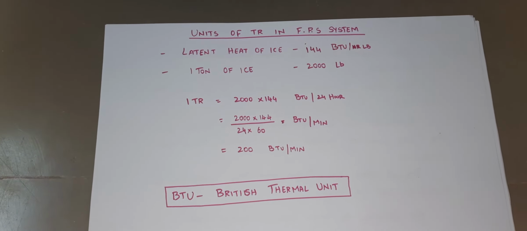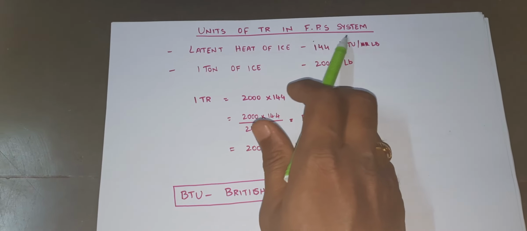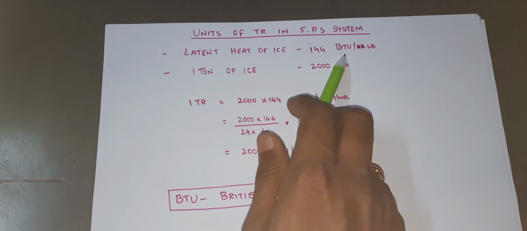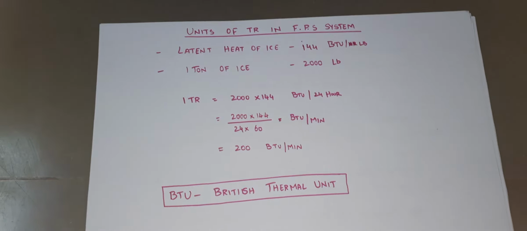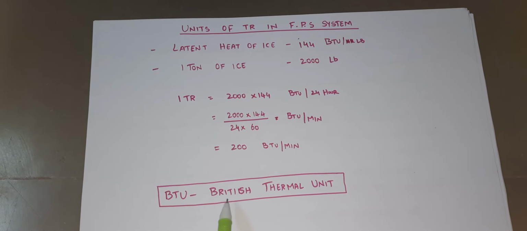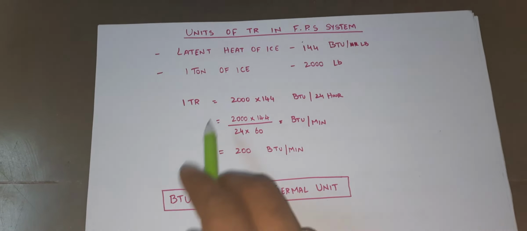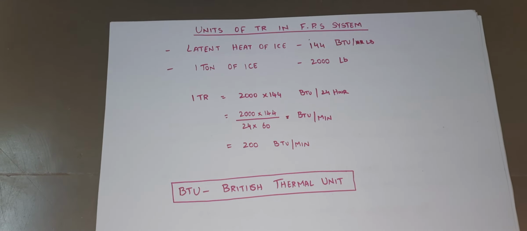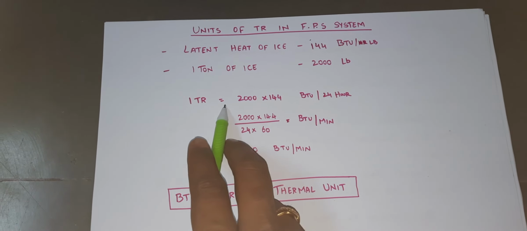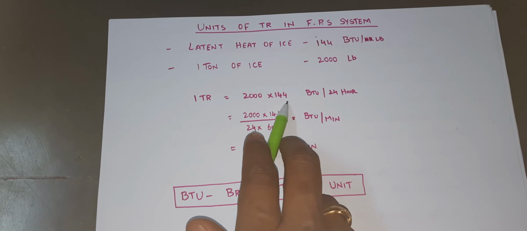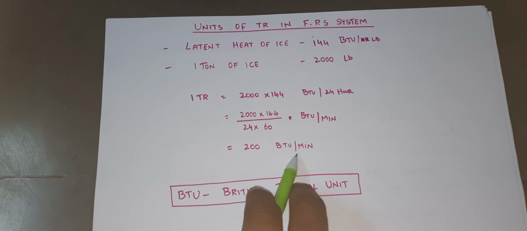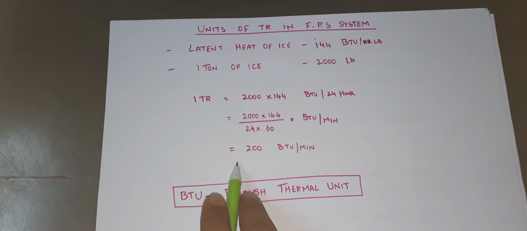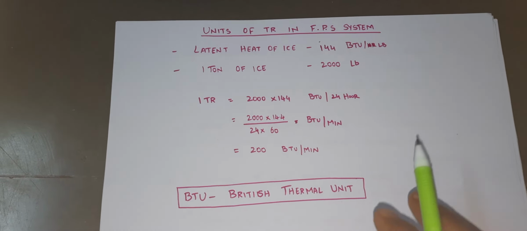Let us see the same units of TR in FPS system. The latent heat of ice is 144 BTU per pound. What is BTU? It is a British thermal unit. The 1 ton of ice is equal to 2000 pounds. Then 1 TR is equal to 2000 into 144. That comes to 200 BTU. That is 1 ton of refrigeration is equal to 200 BTU in FPS system.